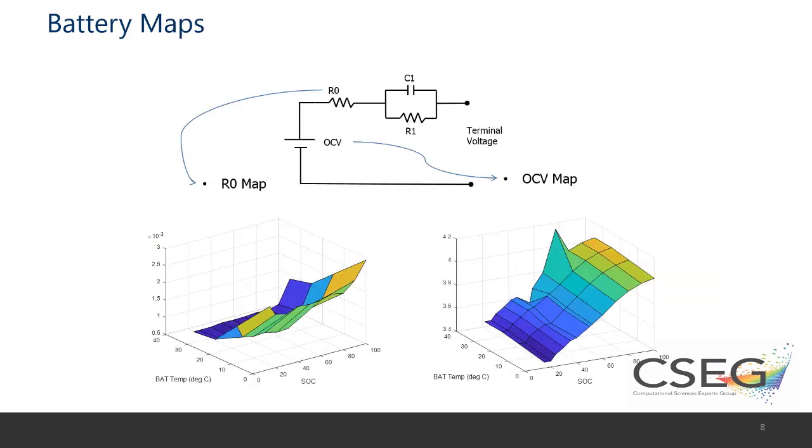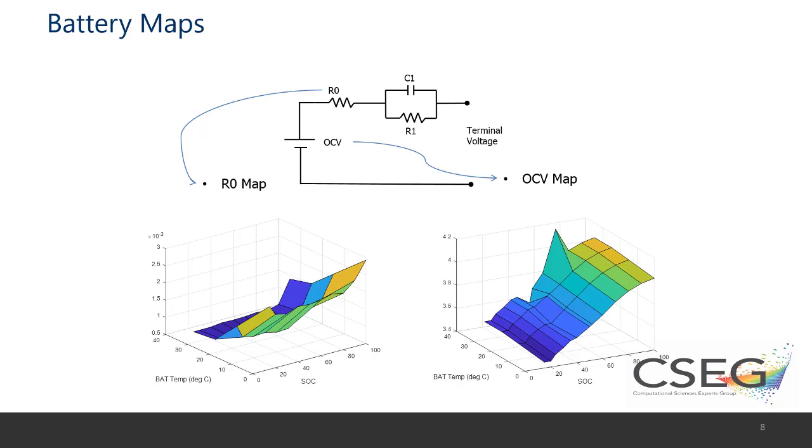So here are a couple of examples of what the performance maps look like. You can see the open circuit voltage of an individual cell in the battery on the right side. You can see that the voltage is anywhere between 3.5 to about 4 volts, and the 2 independent variables are state of charge and battery temperature. You can see that the voltage drops slightly with battery temperature going down, and the voltage drops quite a bit with state of charge coming down.